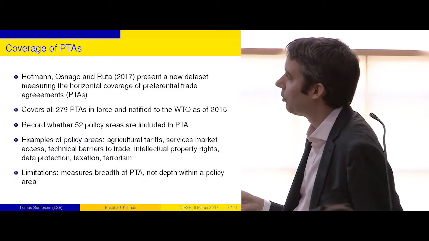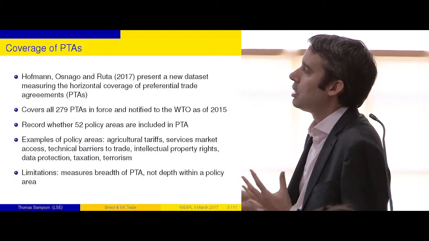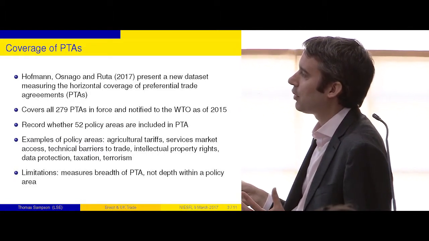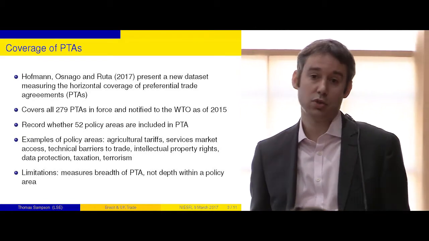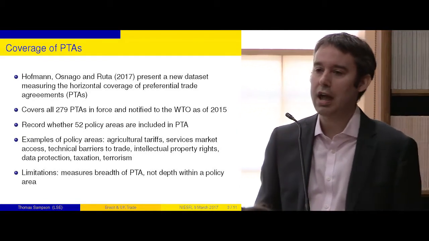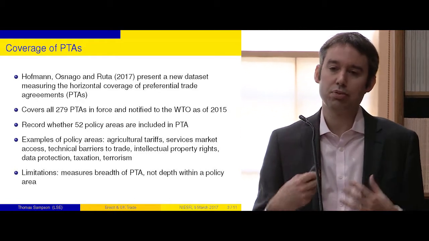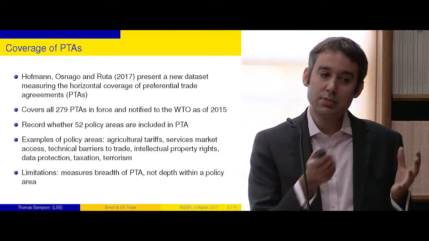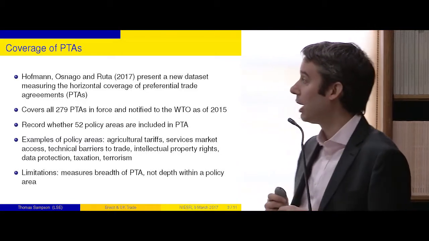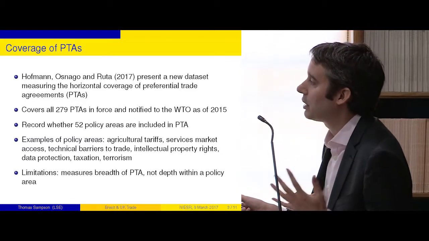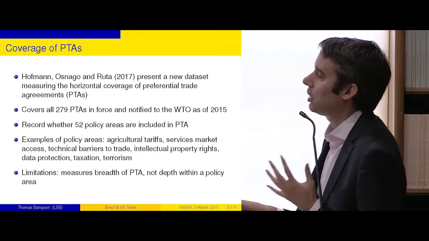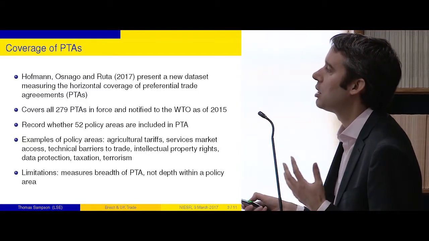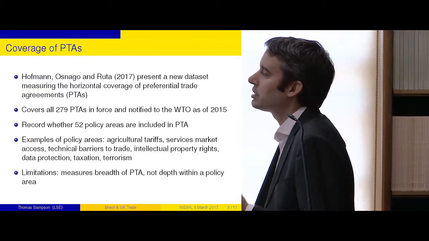I'm not going to list them all, but one would be: does the free trade agreement cover reductions in agricultural tariffs, which obviously is a very controversial area in trade policy, because a lot of the progress the WTO has made in reducing tariffs in manufacturing hasn't really been made in the agricultural area. And then there are things like: do they cover services market access? Are technical barriers to trade included? What about intellectual property rights?